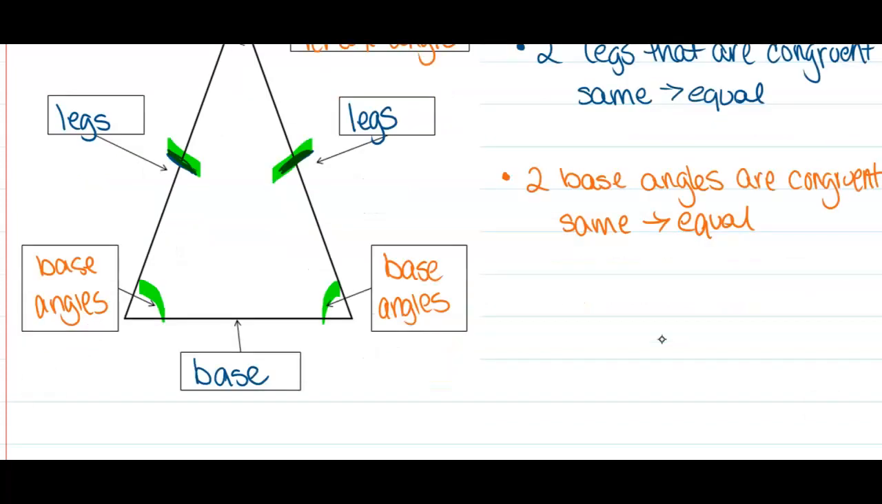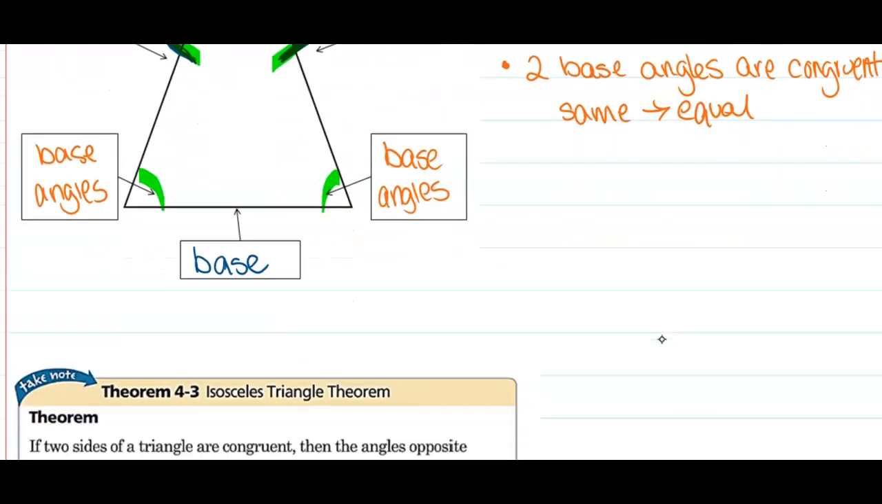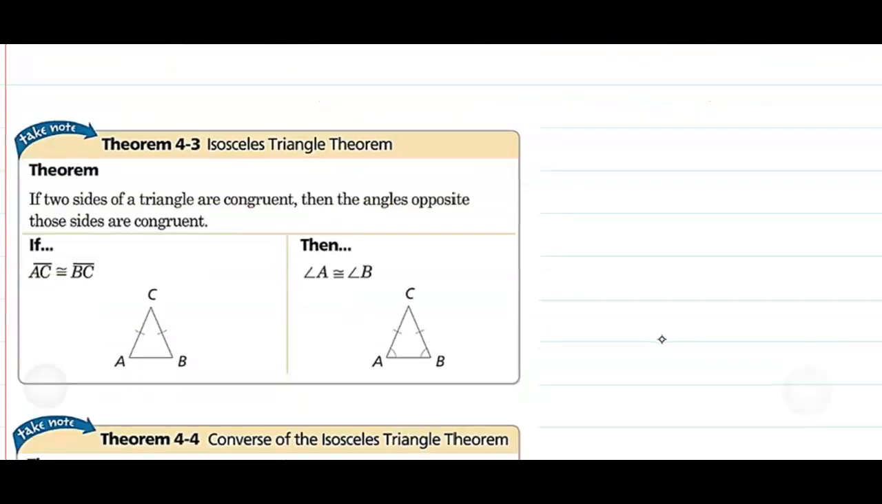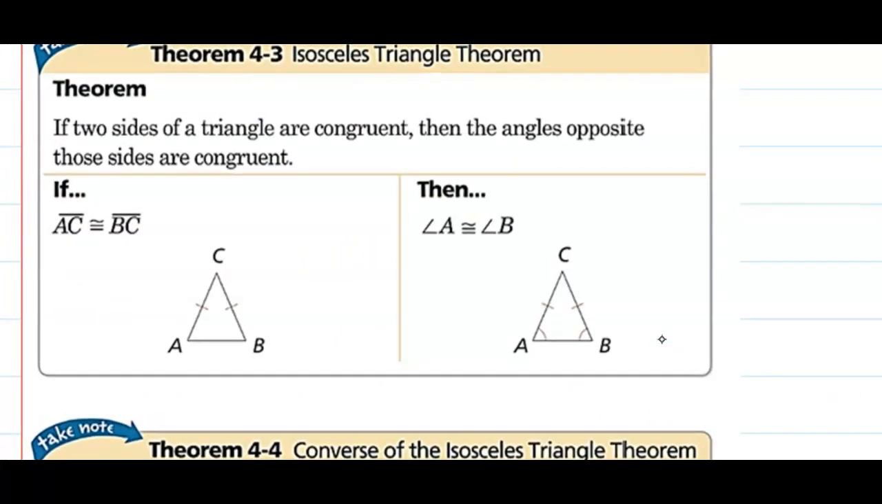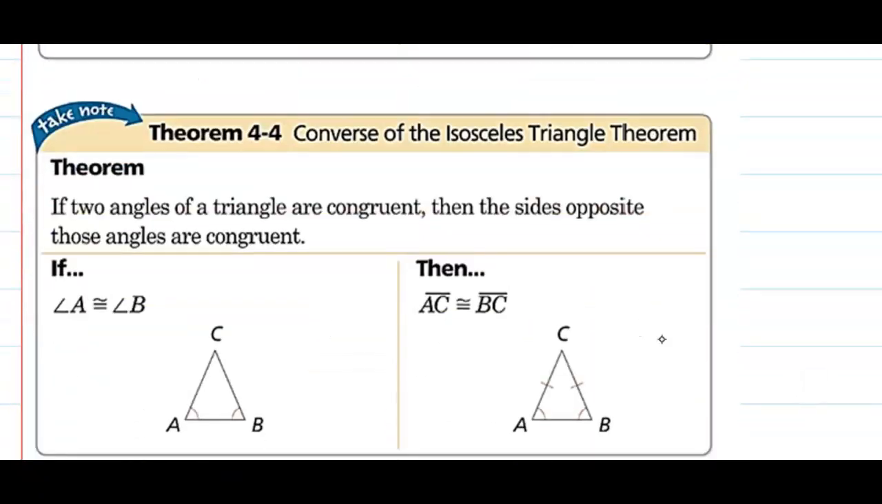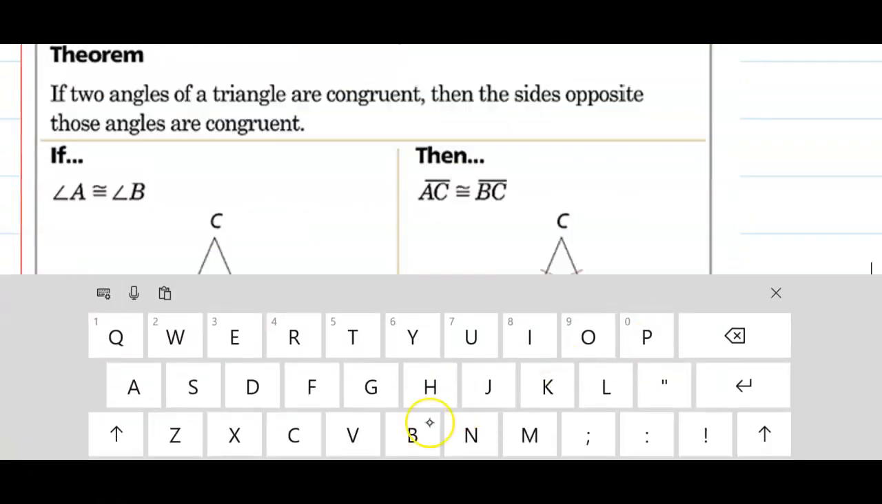Super bright. So that's going to bring us to our theorems. Don't write this down yet. We're just going to talk about it really quick. If 2 sides of a triangle are congruent, then the angles opposite those sides are also congruent. And if the angles of a triangle are congruent, then the sides opposite of those angles are congruent.